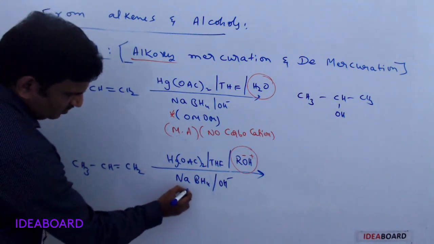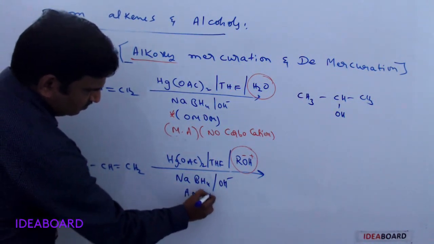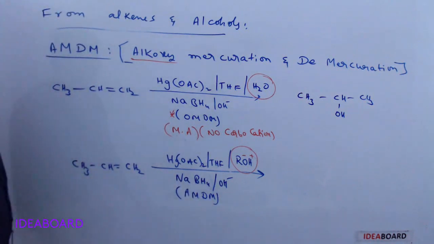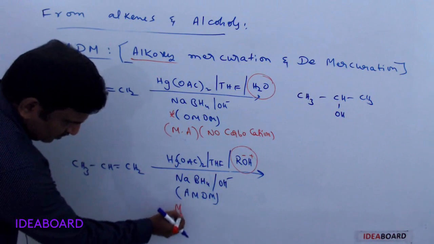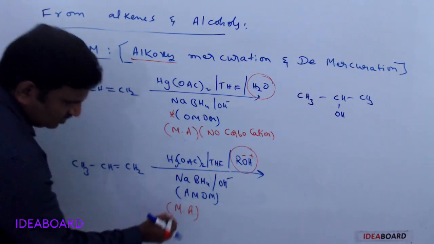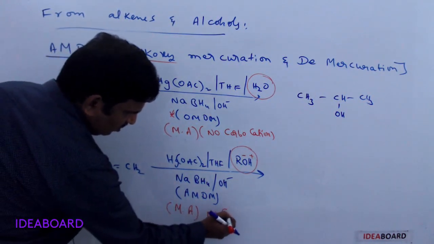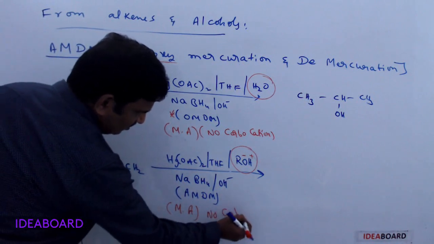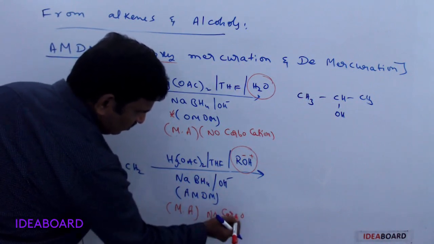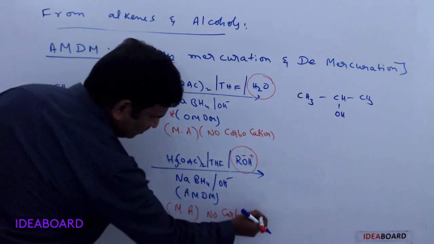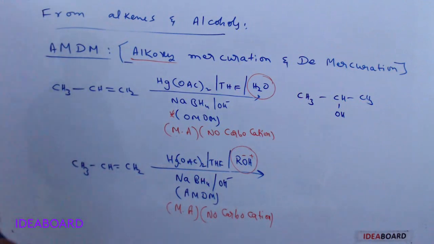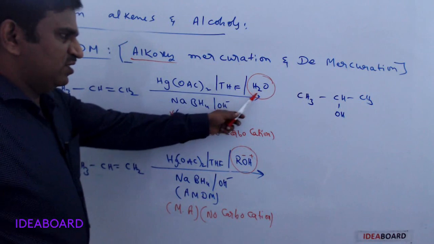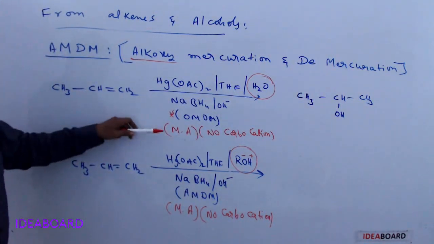This is called AMDM, alkoxymercuration and demercuration. It is also the same. It is also a Markovnikov addition reaction and no carbocation formation occurs. Here also no carbocation formation. As with oxymercuration, here also no carbocation formation. And similarly, here the negative part is added to the less hydrogenated carbon as per Markovnikov.